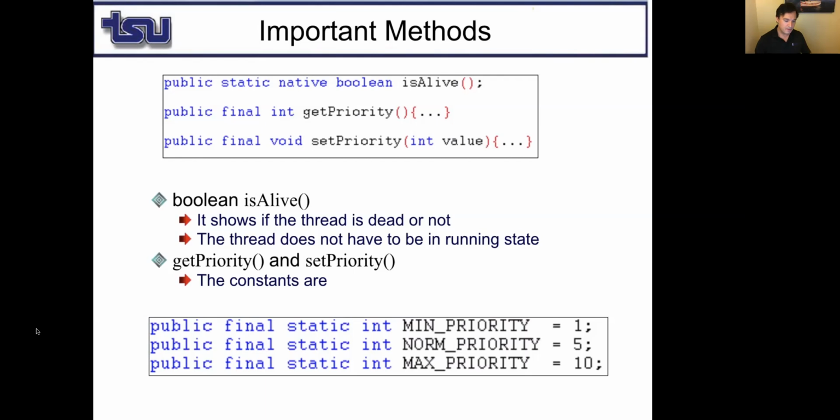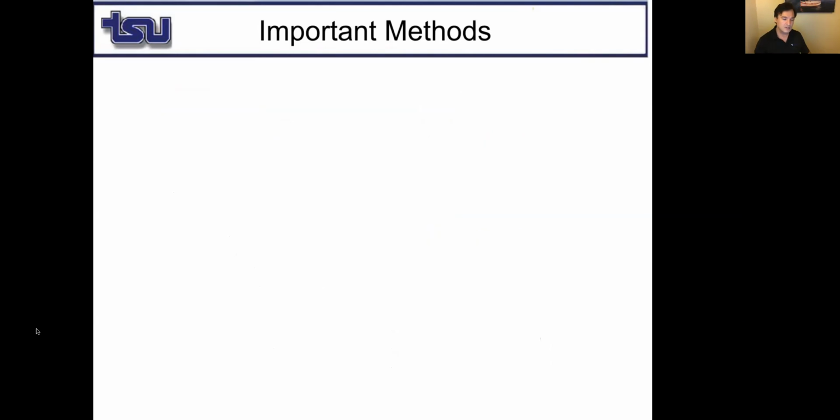Okay. And we have those constants. I should have put public static final. That means they are constants. We have MIN_PRIORITY, NORM_PRIORITY, MAX_PRIORITY. So these are the constants.